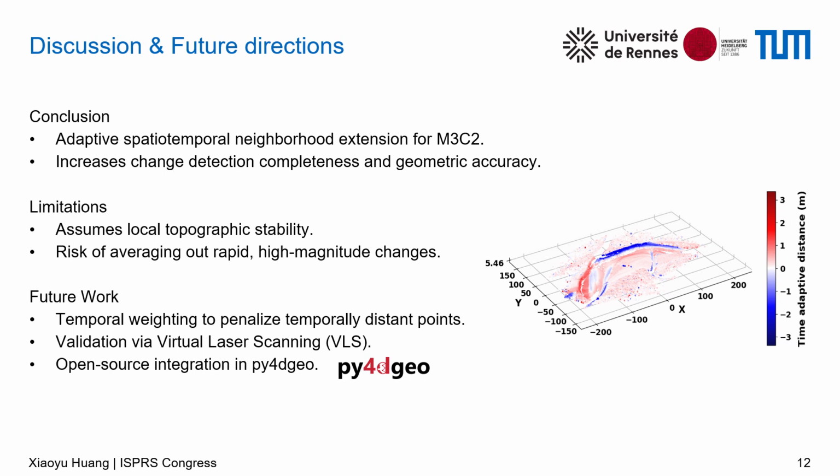However, our method assumes that the local topography remains relatively stable within these expanded temporal windows. So if an extremely rapid and high-magnitude event occurs, it might average it out. We are currently developing temporal weighting strategies to better avoid introducing noise, and we will validate this further using virtual laser scanning data. And we are actively integrating this spatial-temporal search directly into the open source Pi4D library.